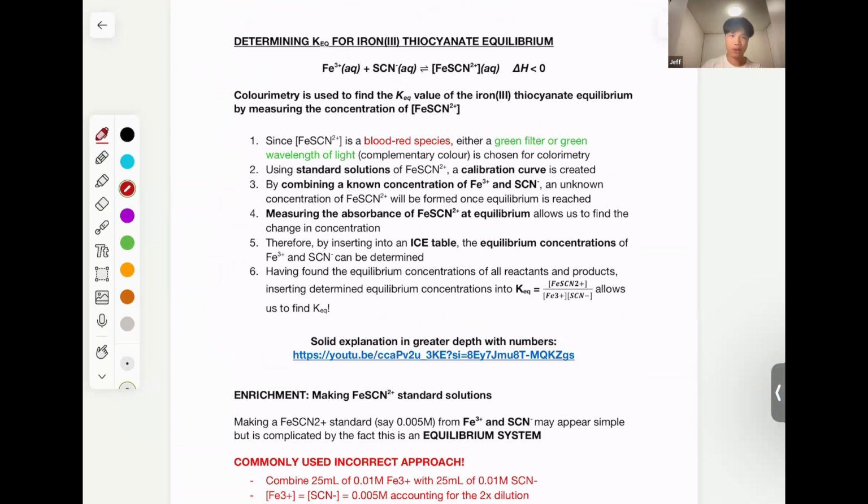So the experiment itself asks you to find the KEQ for iron thiocyanate. You'll take iron thiocyanate, which is a blood red species, and you'll need to use then a green filter to select the complementary color. Using standard solutions of iron thiocyanate, you can create a calibration curve, as we did before. So you would measure the absorbances of different known concentrations and essentially construct a calibration curve of iron thiocyanate concentration versus absorbance.